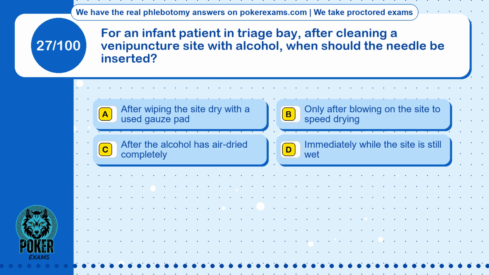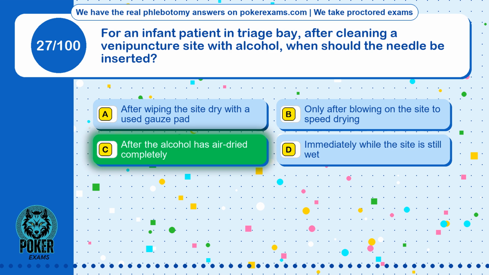Question 27. For an infant patient in triage bay, after cleaning a venipuncture site with alcohol, when should the needle be inserted? Option A. After wiping the site dry with a used gauze pad. Option B. Only after blowing on the site to speed drying. Option C. After the alcohol has air dried completely. Option D, immediately while the site is still wet.